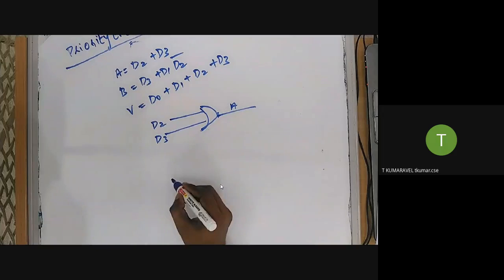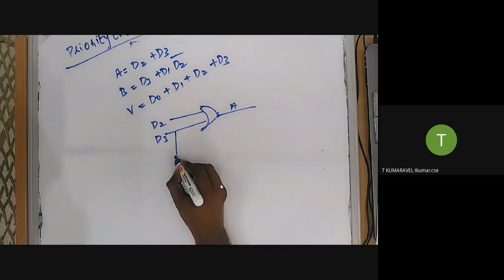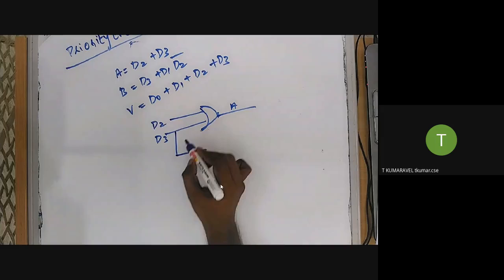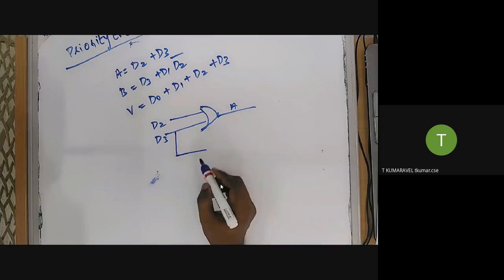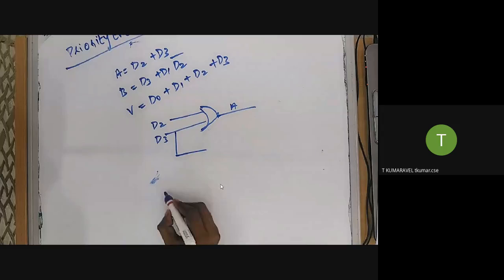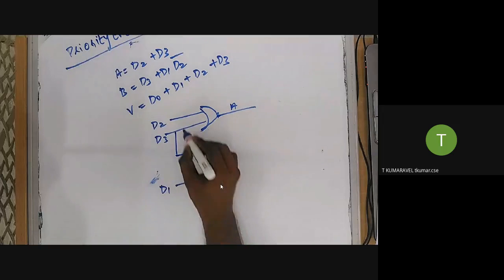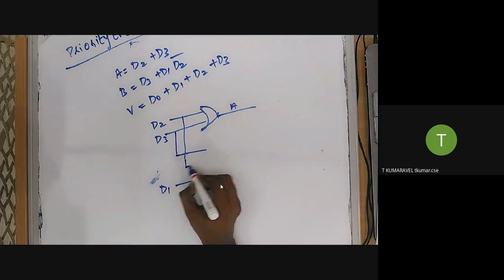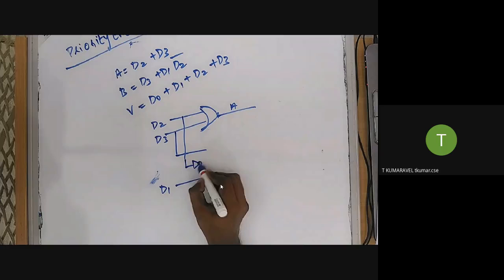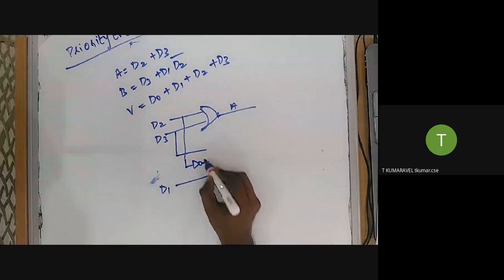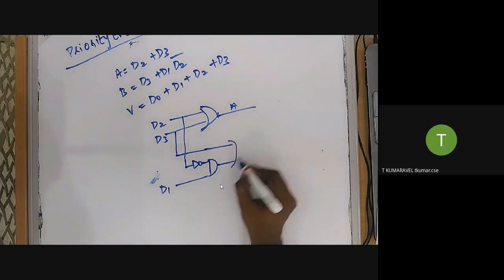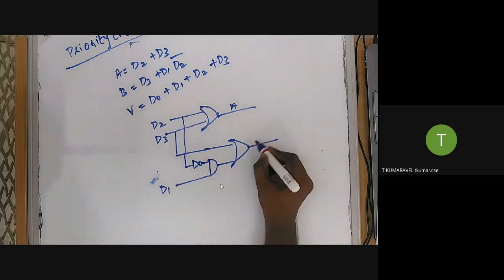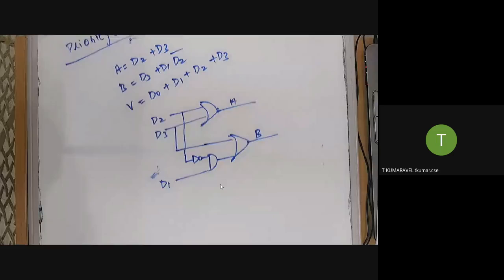What about the next one? D3. Next one is D1. Here D2 is followed by one inverter, because we want to generate D2 bar. It's fed into one AND gate. This is an input for the OR gate, which generates the output B. What about the next case?